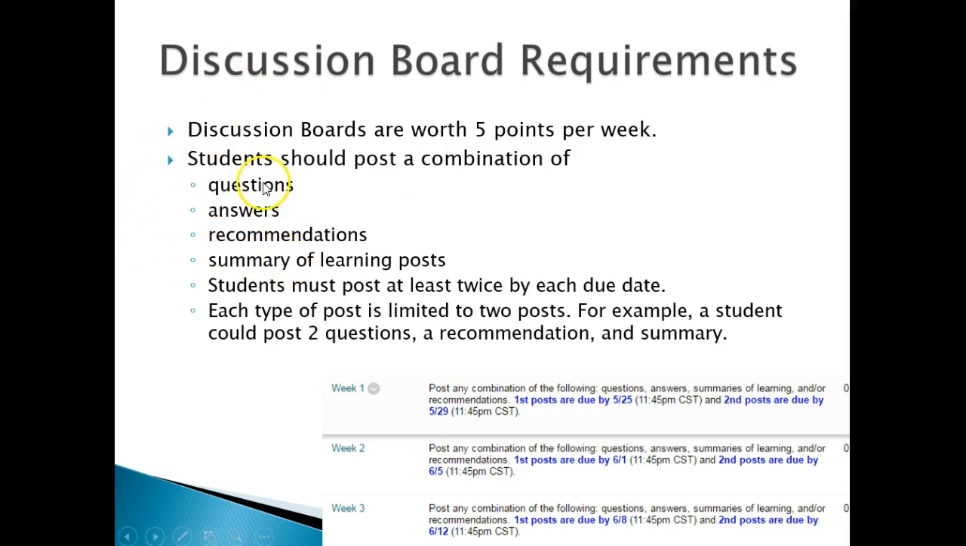So you need to post 4 times during the week. 2 times by Thursday, 2 times by Monday. You can use any combination of these types of posts. What you cannot do is ask 4 of the same. So you cannot ask 4 questions or provide 4 answers or provide 4 recommendations or 4 summary of learnings. But any combinations, meaning you could do 3 answers and a recommendation.